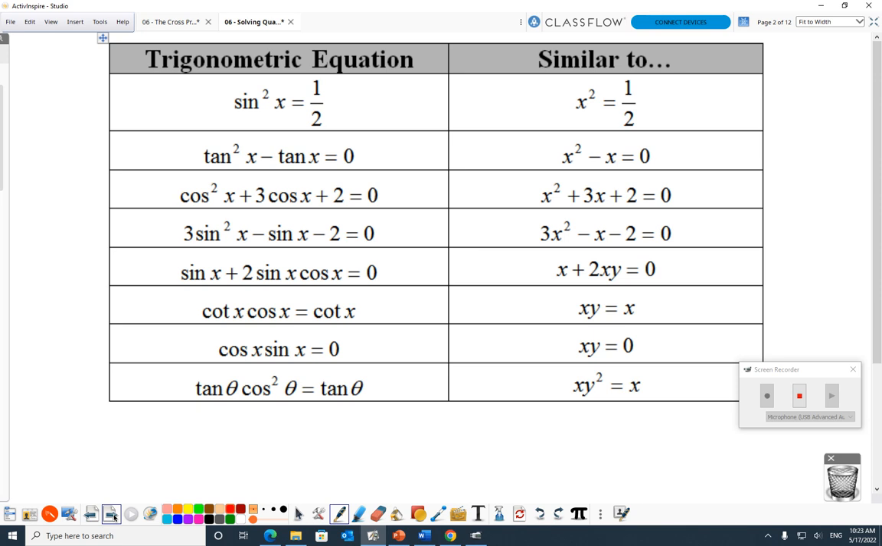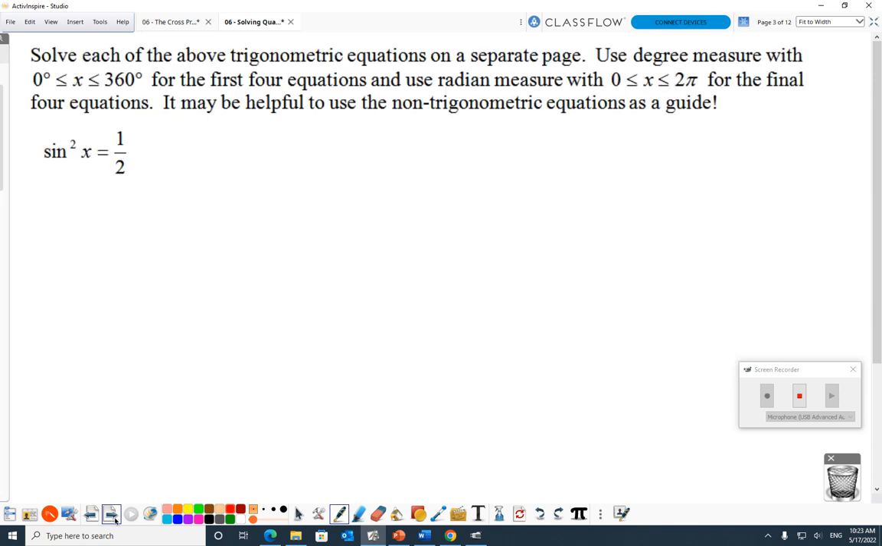Look at some of these. Tan cos squared theta equals tan theta. Looks impossible, you know? And then we'll think of it as x y squared equals x. I'll do this right within the lesson. This is more of a reference page. And again, if you don't have the note in front of you, that doesn't matter. What do you need to copy down? This. Let's start with the first one on the list, because that note says solve all of those.